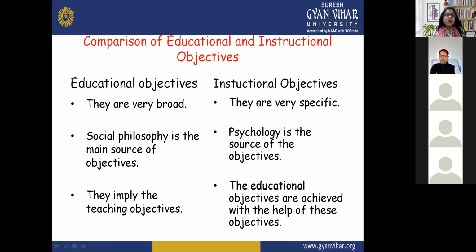Remember this difference. The educational objectives imply the teaching objectives, whatever you have in a particular lesson plan, today's lesson plan. But the educational objectives are achieved with the help of instructional objectives. I have planned everything. My objective is clear, that I'm going to tell my students in SST about the map and globe of the world. I'm going to tell them today. But if I do not have the globe or map with me, then the instructional objective will not be fulfilled. Are you understanding?